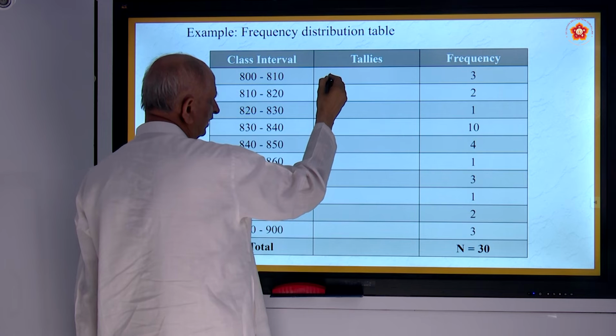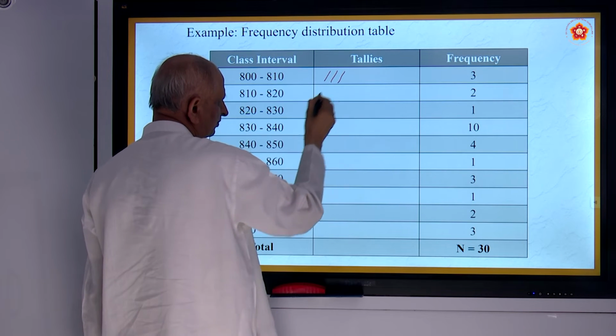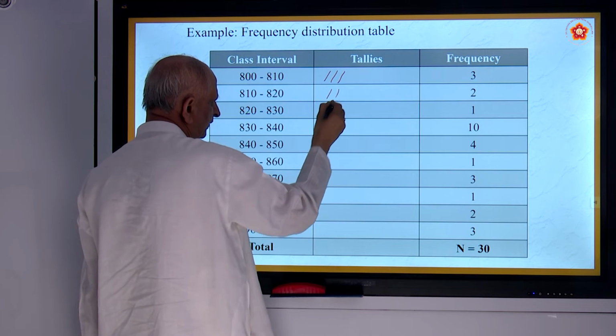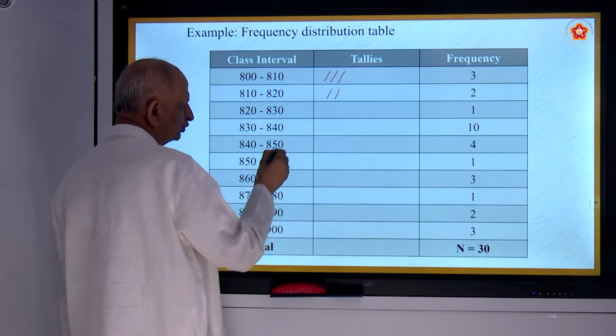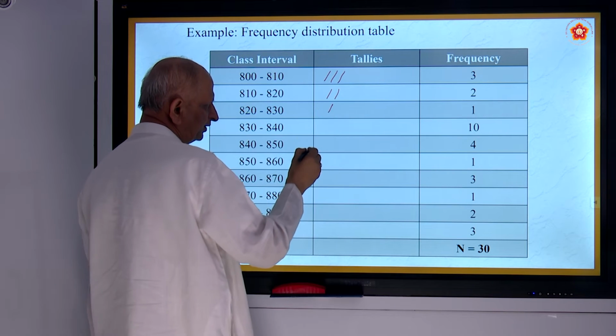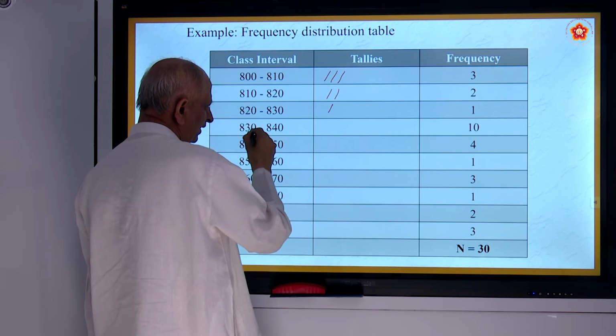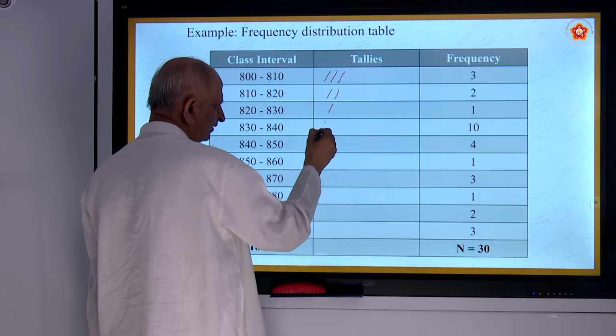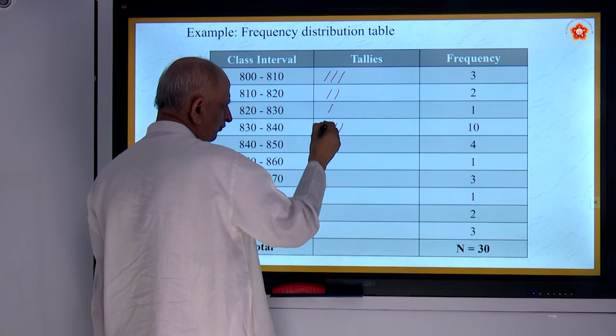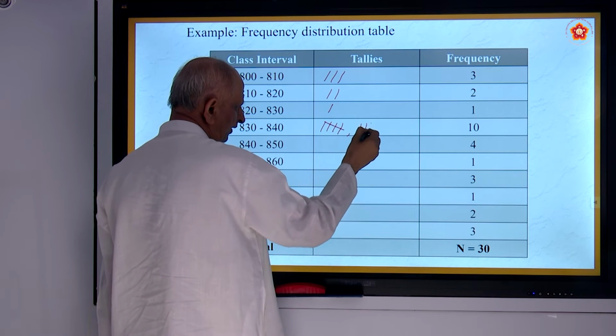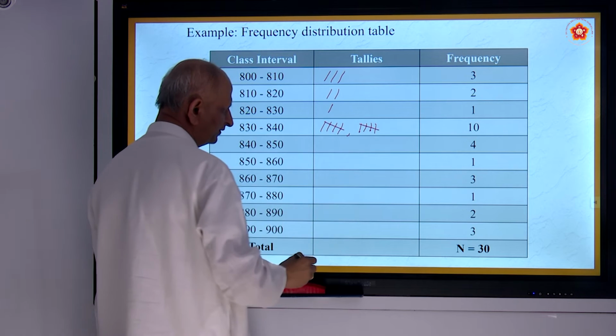Between 800 and 810 you have 3. Like this you must put. 810 to 820, you try yourself. 2. 820 to 830, 1. And 830 to 840 there will be 10. 5 and then 5. This is what is called tallies.